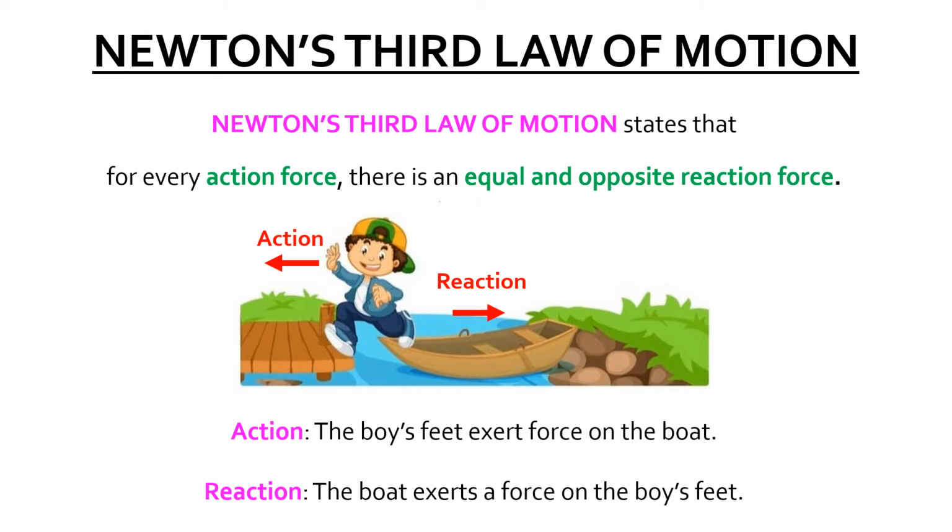Newton's third law of motion states that for every action, there is an equal and opposite reaction force. From this figure, when a boy steps off from the boat, the boy will move to the left, while the boat will move back to the right. From here, we can say that there are equal and opposite forces acting on the boy and the boat. The action force occurs when the boy's feet exert force on the boat, while the reaction force occurs when the boat exerts a force on the boy's feet. Let's see examples of situations related to impulse and impulsive force.